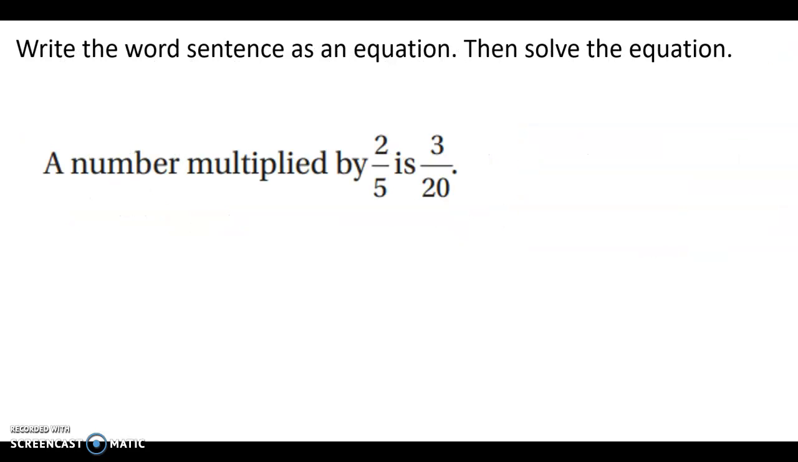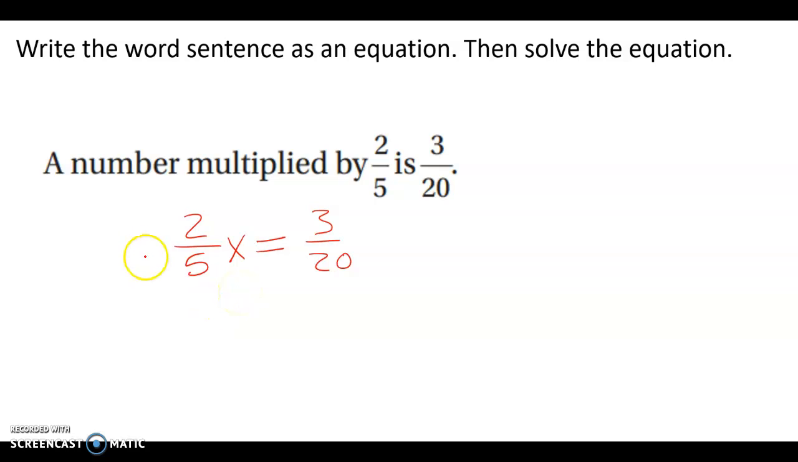All right, we're going to write the word sentence as an equation, then solve the equation. So a number multiplied by 2/5 is 3 over 20. Now, since they don't tell me what letter to use, you can use whatever variable you want. I like to use x. So if we're going to multiply a number by 2/5, that would be like 2 over 5x is equal to 3 over 20. So that's writing out the equation.